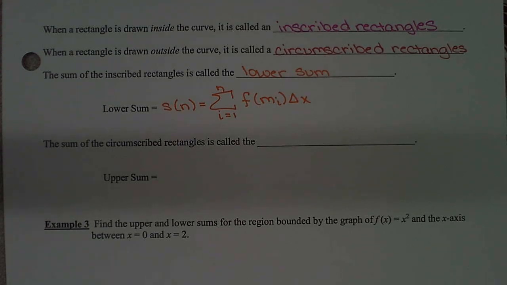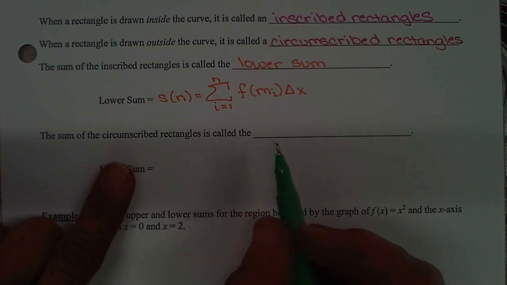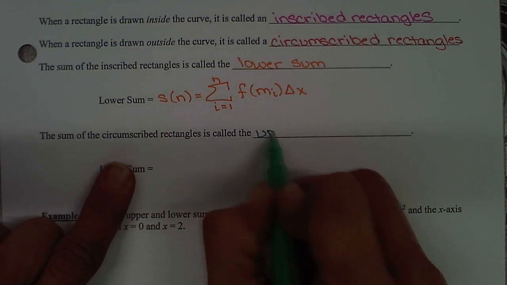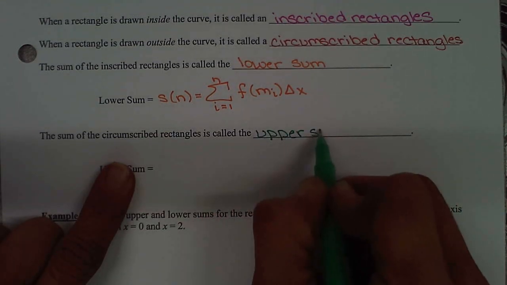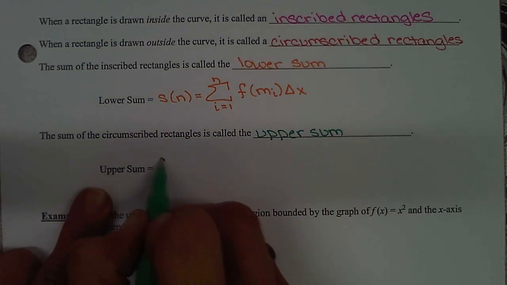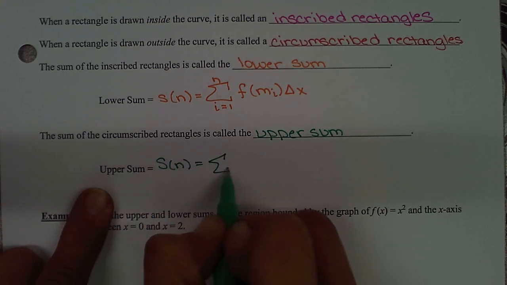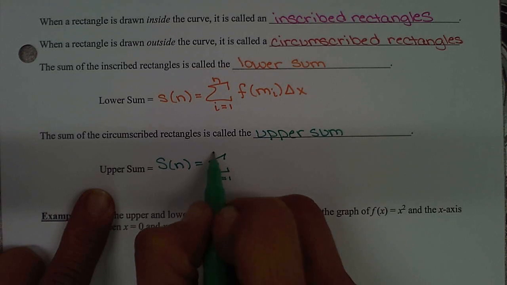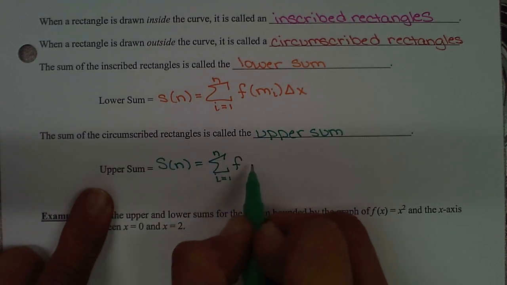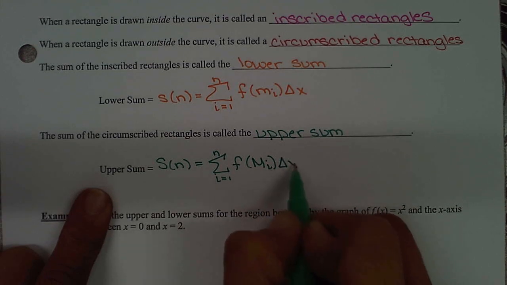And here in a second, we're going to talk about what all these different pieces of that formula mean and where they come from. And then for the next part here, whenever we're looking at the sum of the circumscribed rectangles, those then are the ones that are on the outside. That's going to give us the upper sum. And the formula then for the upper sum is going to be a capital S of n equals the summation from i equals 1 to n of f evaluated at a capital M sub i times delta x.